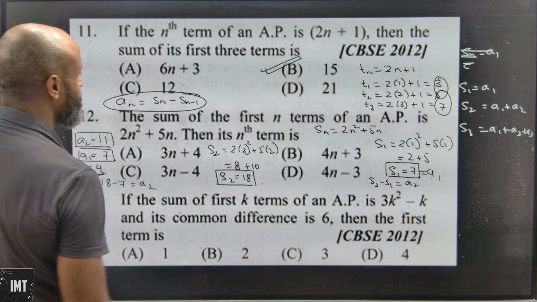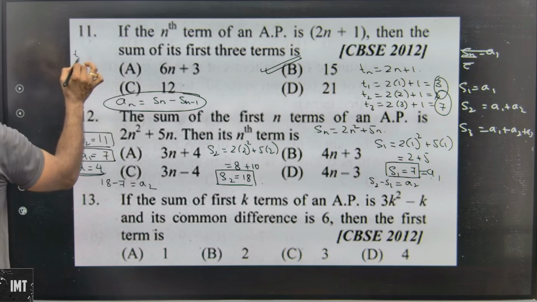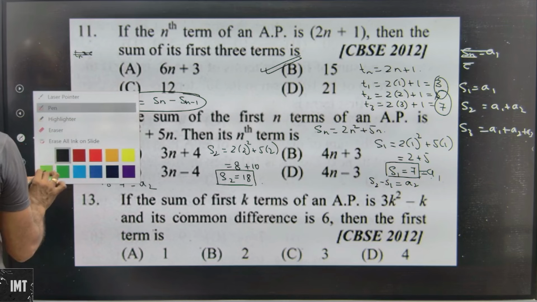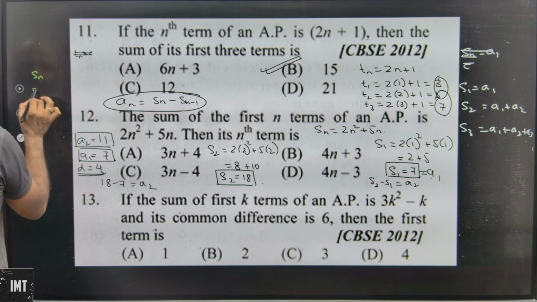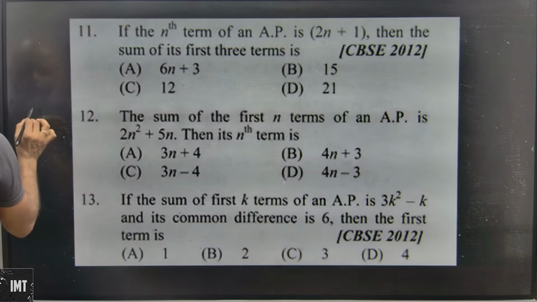So what is the sum of the first n terms? The sum of the first n terms, that is Sn, is equal to n by 2 into 2a plus n minus 1 into d. N by 2.